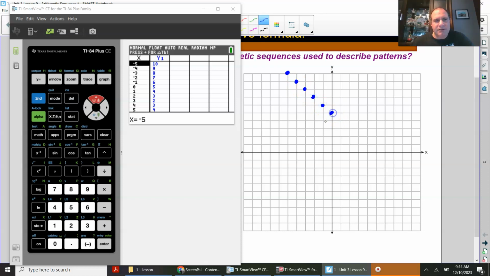Just check the y-intercept. 0, 5. 1, 4, 2, 3, 3, 2, right here, and then 4, 3. So that's where it really comes to a point right there.